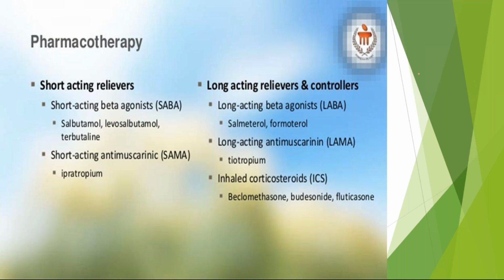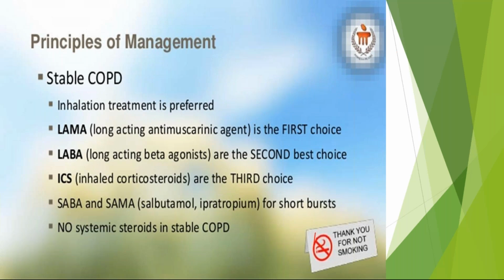These are the short-acting relievers: short-acting beta agonists like salbutamol, levosalbutamol, and terbutaline, and short-acting antimuscarinics like ipratropium bromide. Coming to the long-acting relievers and controllers, long-acting beta agonists are salmeterol and formoterol, whereas long-acting antimuscarinics are tiotropium bromide, and inhaled corticosteroids are like beclomethasone, budesonide, and fluticasone. Our main aim of treatment is using LAMA as first choice, LABA as second choice, and ICS as third choice.